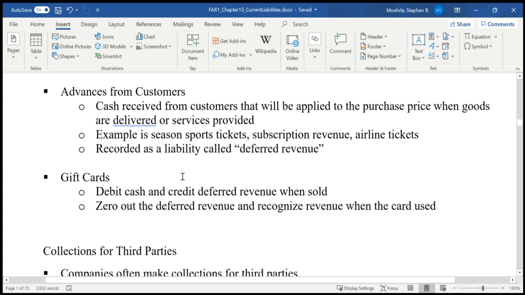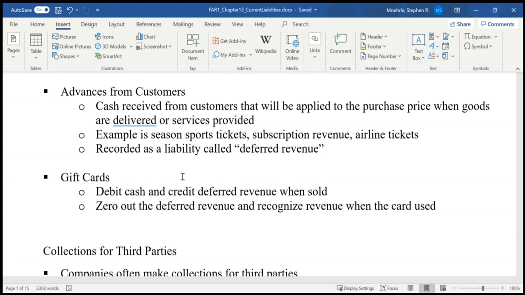Advances from customers. This is cash received from customers that will be applied to the purchase price when goods are delivered or services provided. Here's a couple of examples. An example is season sports tickets, subscription revenues, airline tickets. With season sports tickets, you buy them before the season, and then the team earns the ticket revenue as the games are played and you attend them.